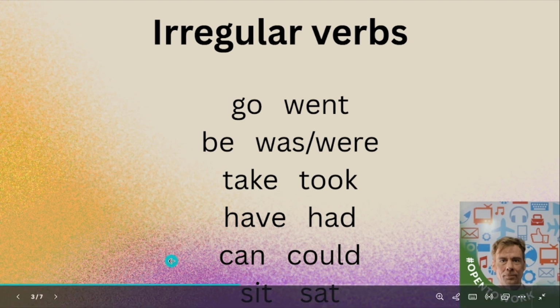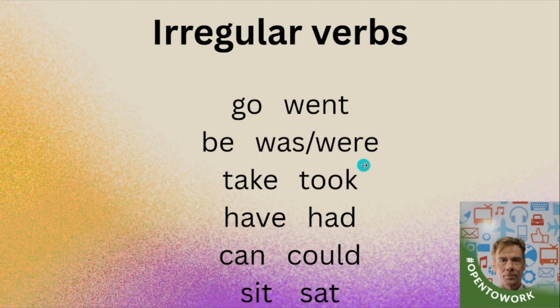And the good thing about the simple past is it is the same for all people except with the verb to be. So we have I was, he was, she was, it was. But for the plural conjugation, they were, we were, and for both the singular and plural, you were.